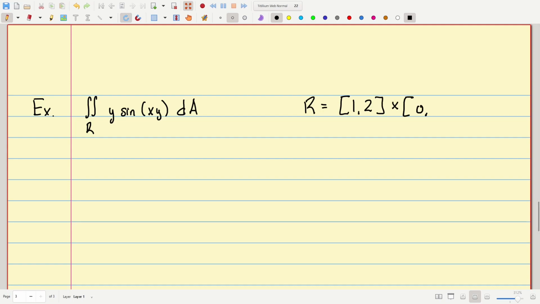One of the standard ways to define a rectangle is like this, as a Cartesian product of closed intervals. And the order matters. This is x and this is y. The variables are always in alphabetical order. We have to remember that. All right, so we're looking at this, and we have to set up our integral. We're told the domain, and we're told the function that we want to integrate.